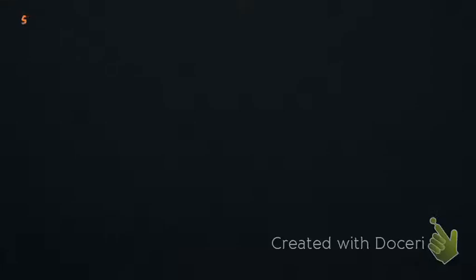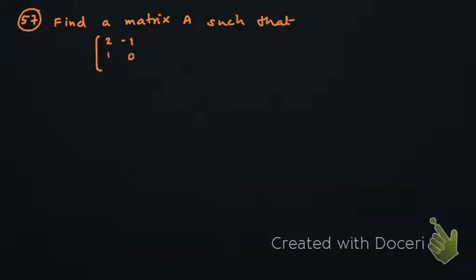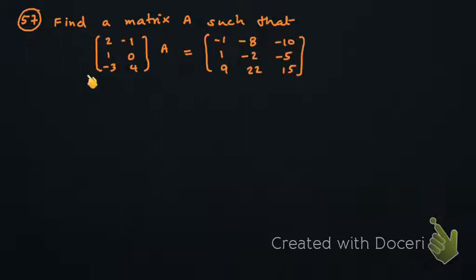In this video, we are going to continue with some more questions based on matrix multiplication. So here is one question. It says, find a matrix A such that this matrix equation exists. So I have a matrix equation here where you have an unknown matrix A which is to be found. So our aim is to find this unknown matrix.